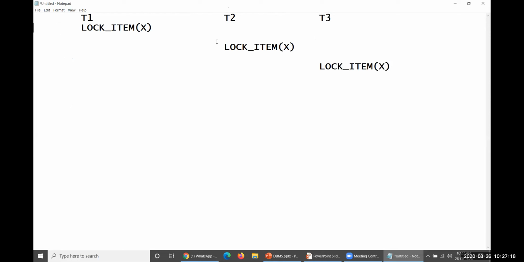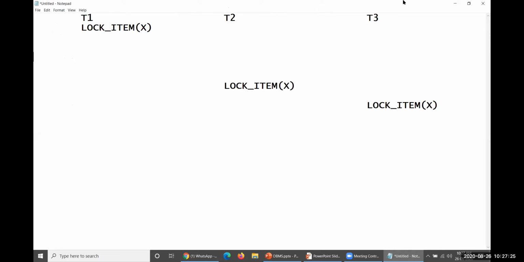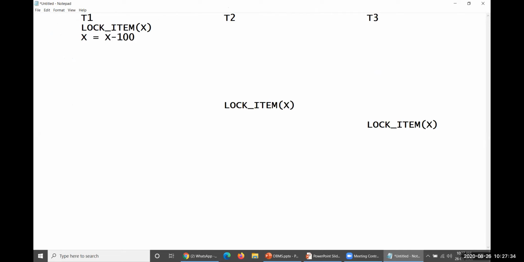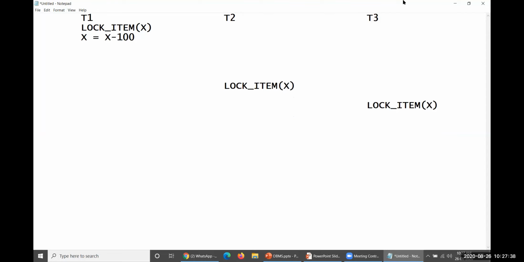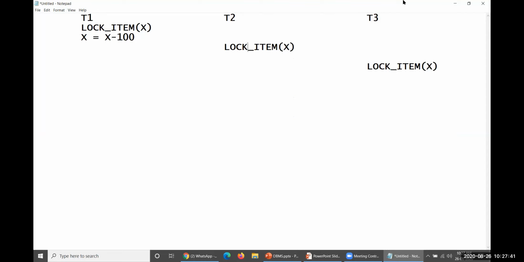Okay, and during this course of time, this period, transaction T1 has been performing its own operation. So X will be equal to X minus 50. Whatever operation it could perform, after some time, wait for a while, this particular operation will be operated. Unlock of X will be operated.